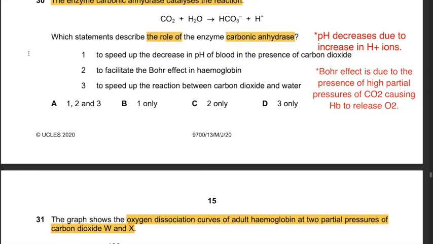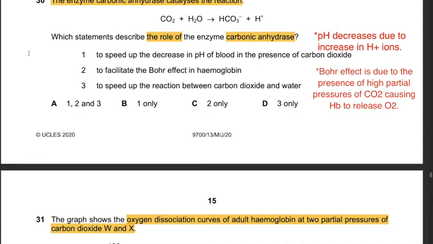Question 30. The enzyme carbonic anhydrase catalyzes the reaction carbon dioxide plus water gives hydrogen carbonate plus hydrogen ions. Which statement describes the role of the enzyme carbonic anhydrase? 1. To speed up the decrease in pH of blood in the presence of carbon dioxide. 2. To facilitate the Bohr effect in hemoglobin. 3. To speed up the reaction between carbon dioxide and water.